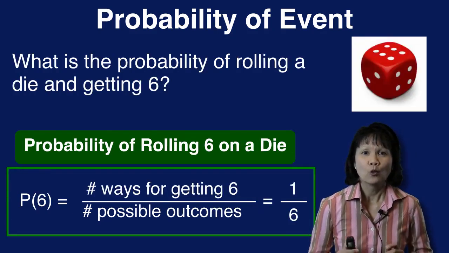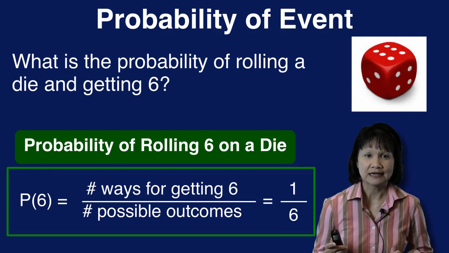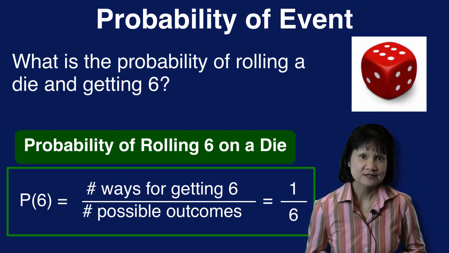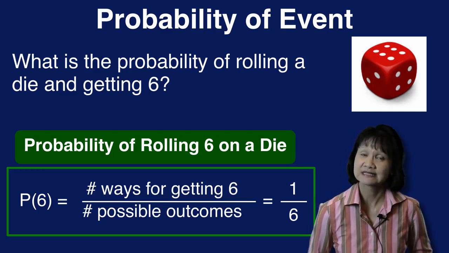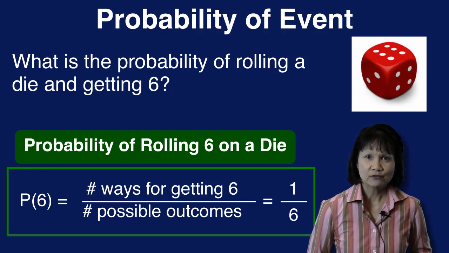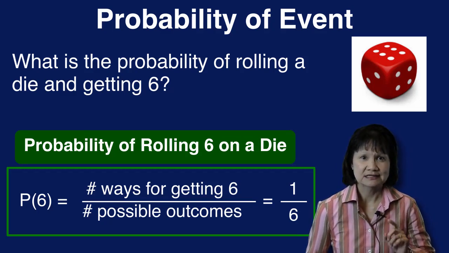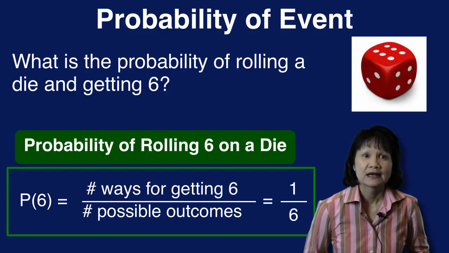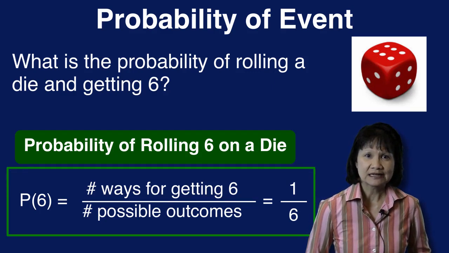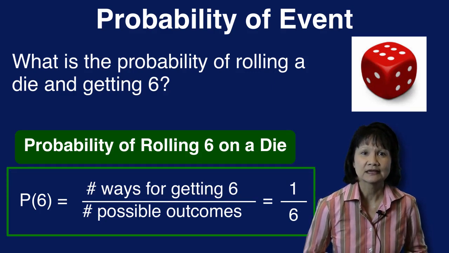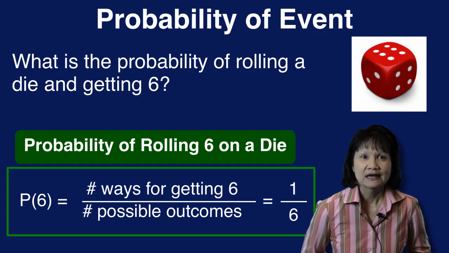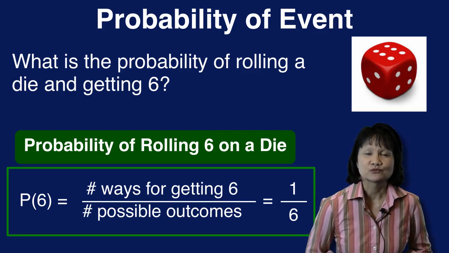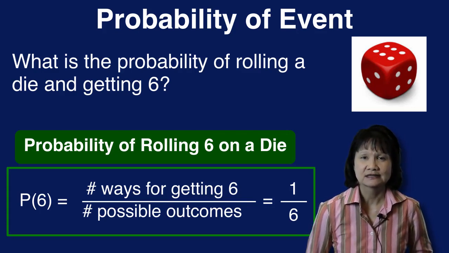For example, what is the probability of rolling a die and getting 6? When you roll a die, you can get a number from 1 to 6, so the number of possible outcomes is 6. The number of ways for getting 6 is 1, since the way you can get 6 is if the die shows 6 when it stops rolling. That means that the probability of getting the number 6 when you roll a die is 1 over 6. This is denoted P of 6, and that's equal to 1 over 6, and is read as the probability of 6 is 1 over 6.